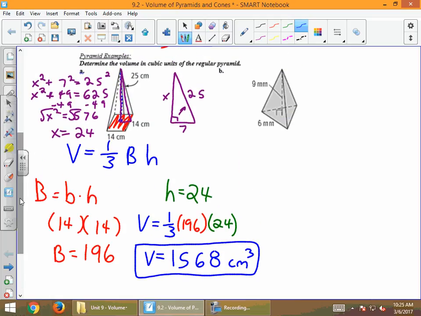And be ready, guys, because you're going to do the Pythagorean theorem a lot in this unit. Because a lot of times they don't give you the height. So you got to use it in different instances. So make sure you're aware of that and you can do that skill.